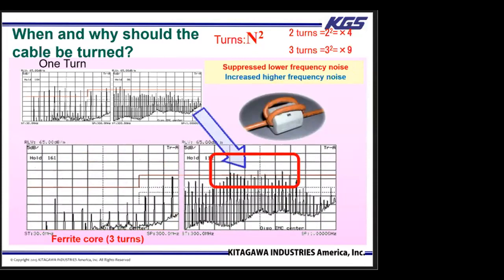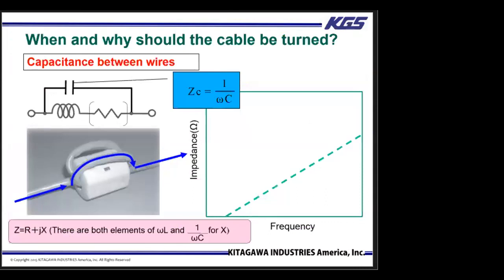And why does this happen? The reasons can be explained in this simple graph image on the right. As an example, we are taking a look at the equivalent circuit of a cable with a ferrite attached to understand why the noise increases at higher frequencies. There are 2 pathways that the current could pass through, the inductance pathway or the capacitance pathway. On the impedance versus frequency graph, there is a typical inductance line for 1 turn, shown by the aqua color dotted line. And after 3 turns, the impedance level is increased 9 times, as we discussed in the previous slide.